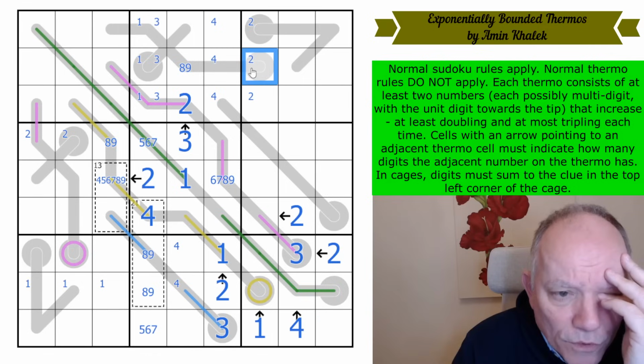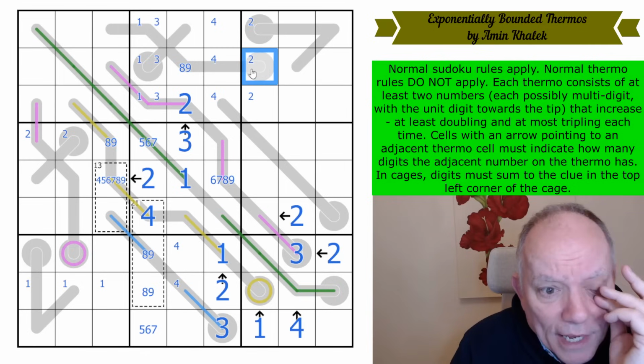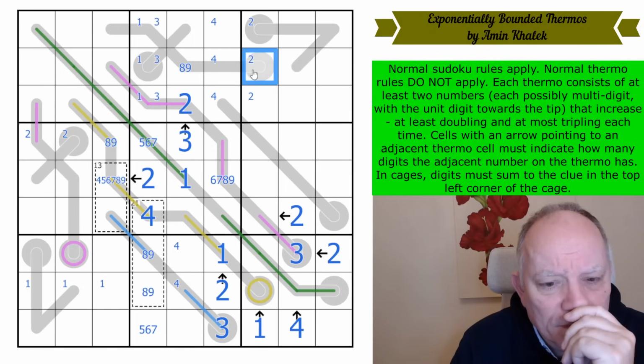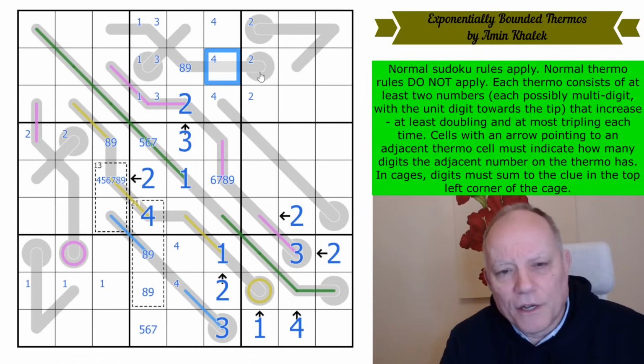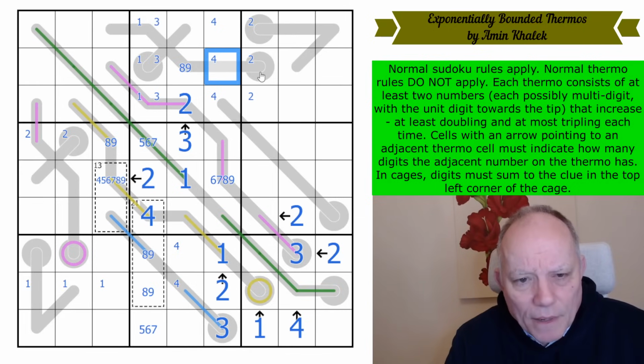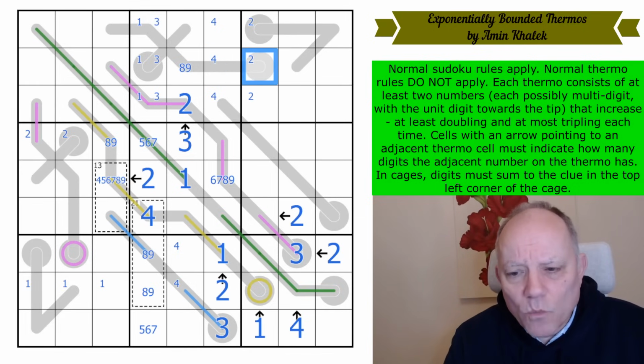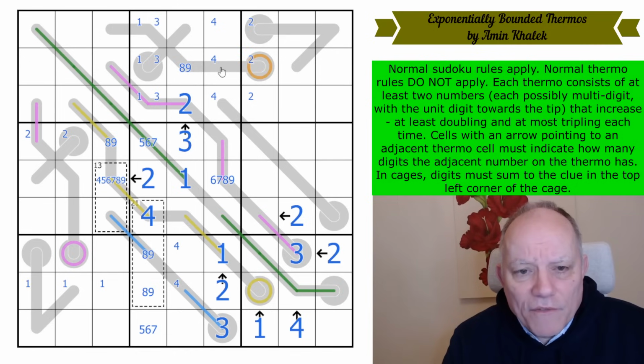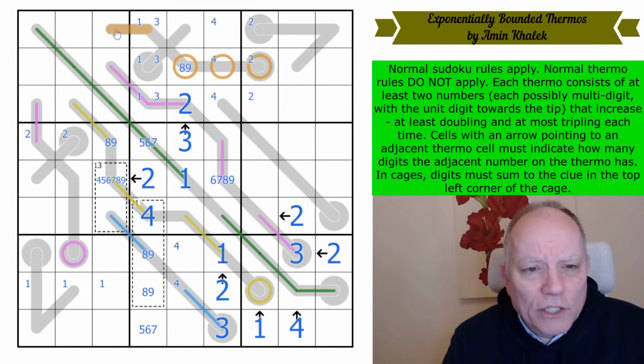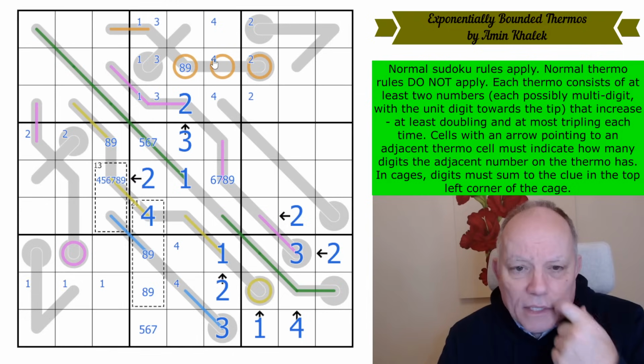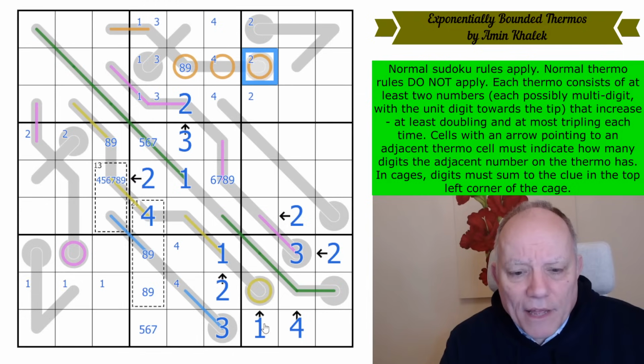I think we ruled something out here, didn't we? Did we rule out 1, 2, 2? Yes, we did, because that can't start a new length of number. So this is a 1, 1, 1, 2 line. That is actually almost certainly very helpful. 1, 1, 1, 2. So we must have a very small number here that can't be a 1.